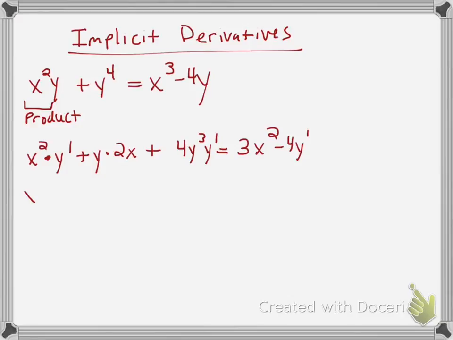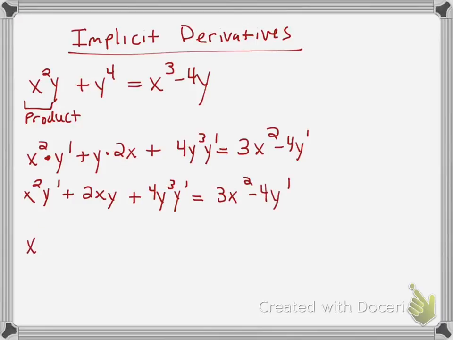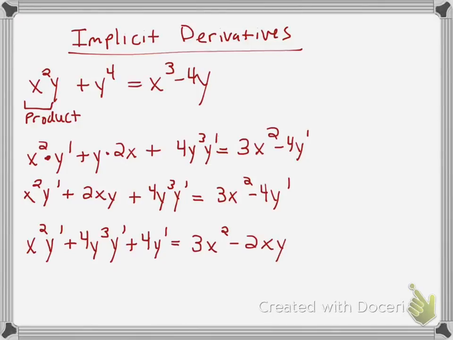What I'm going to do is, first I'm going to start to rewrite this stuff. And then I want to get all of my y primes to one side, everything that doesn't have a y prime to the other side. All right, so at this point, what I did, I had x squared y prime, I kept it there. I had 4y cubed y prime, I kept it there. I added 4y prime to the left side. I subtracted 2xy to get it to the other side of the equation. So I just did some moving around of parts.